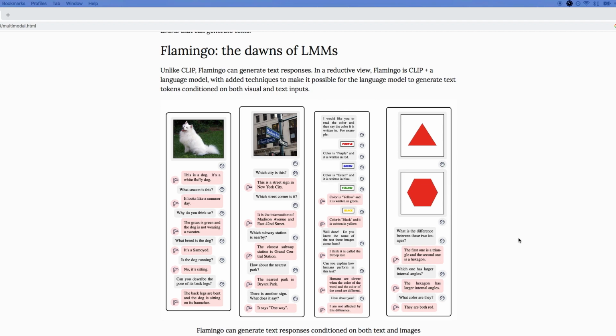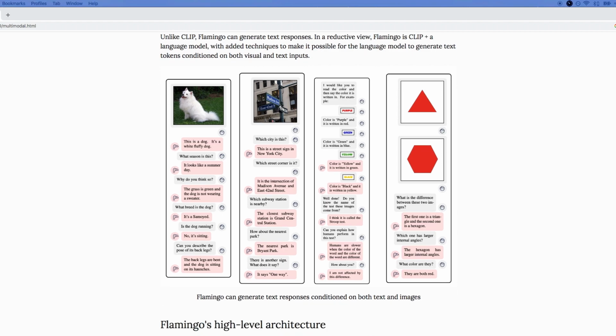Flamingo, the dawns of LMMs. Unlike CLIP, Flamingo can generate text responses. In a reductive view, Flamingo is CLIP plus a language model, with added techniques to make it possible for the language model to generate text tokens conditioned on both visual and text inputs. Flamingo can generate text responses conditioned on both text and images. Let's see. So someone posted this dog and it's able to talk. That's conversation based on image and text. There's also conversation that has text and image combined, and it's able to carry a discussion based on that.